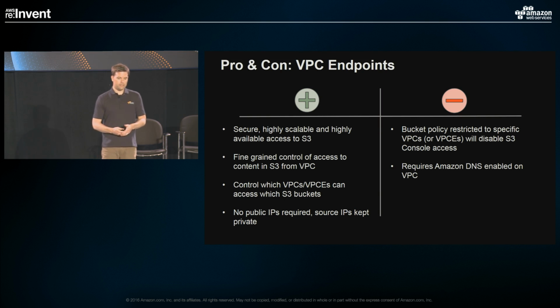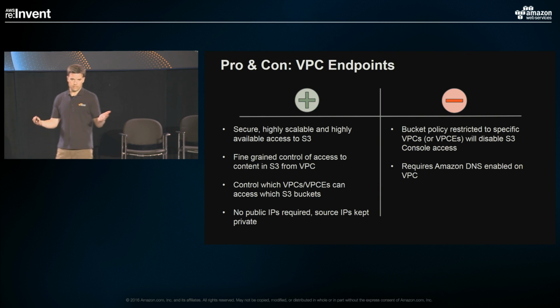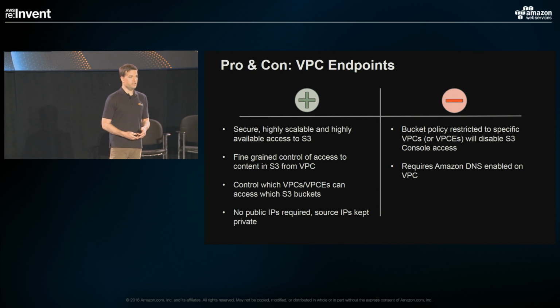Negatives, so cons. If you do restrict an S3 bucket to a specific VPC or a specific VPC endpoint, you can't use the S3 console anymore to manage S3. I hope that's obvious why. The console doesn't run in your VPC. So as soon as you put that policy out there, you will go into the AWS management console and you'll get a nice big error. And you need to enable DNS. That doesn't mean you can't use your own DNS. If you do, you just need to forward it on to the Amazon EC2 VPC DNS, because we've got to resolve those prefix lists.